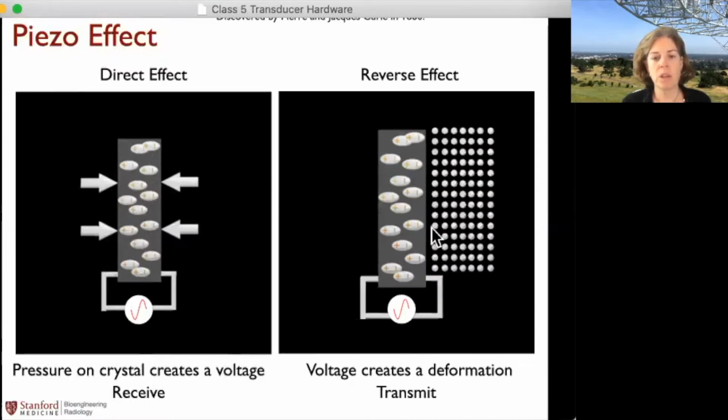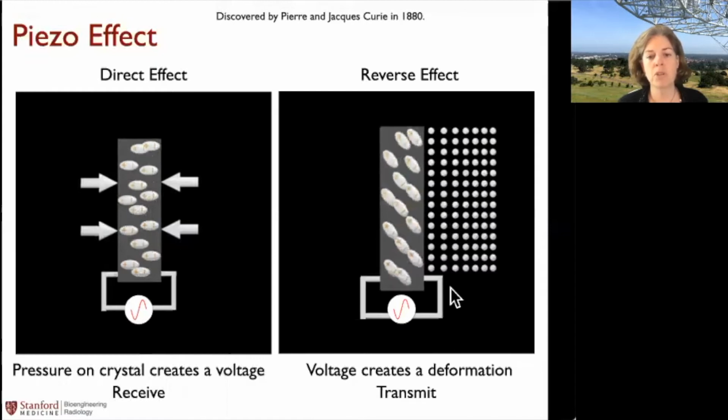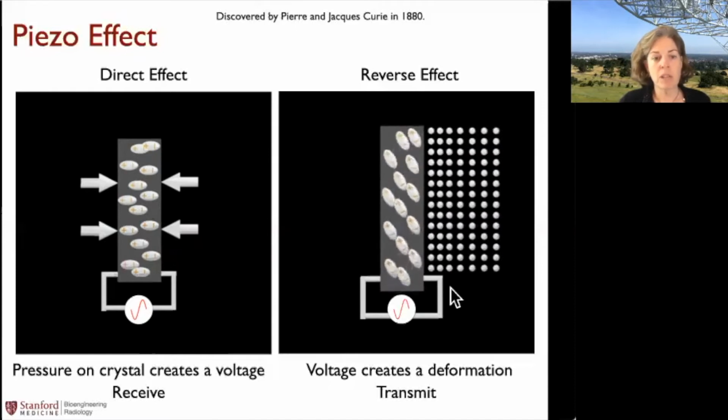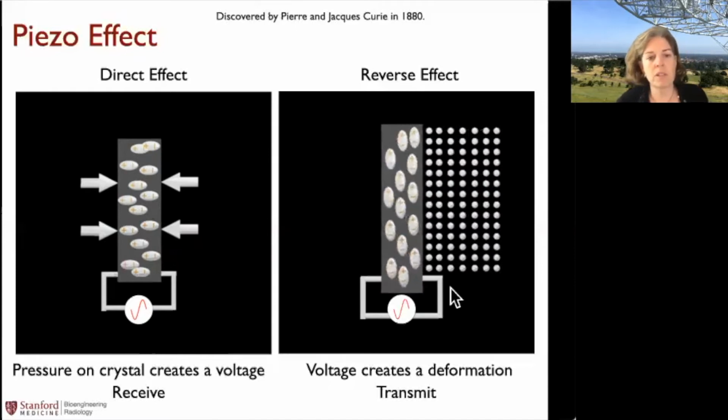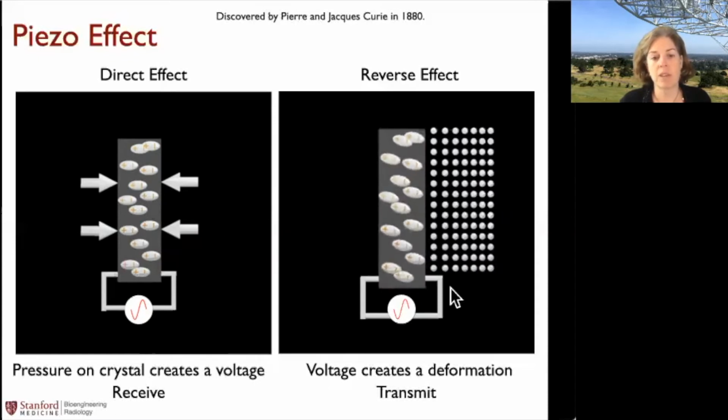Now here I've shown up against some material with some molecules. And the reverse effect is that if you put that voltage change across the two faces of the transducer, then you're going to cause the crystals to realign. And that's going to cause a deformation change, which is then going to put a pressure wave into your tissue. So that's what is done on the transmit side of ultrasound. Of course, since we're not really going to talk about ultrasound imaging, we're not so concerned with the direct effect on the left, but the reverse effect is what we are interested in because we are very, very interested in the transmit side of ultrasound.